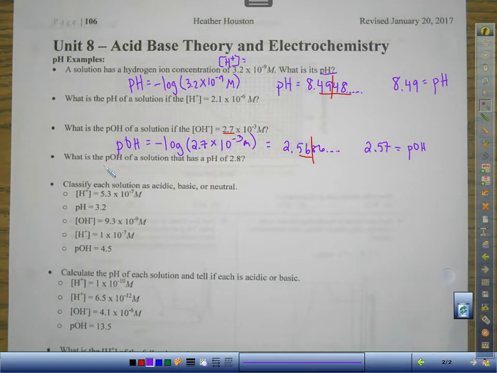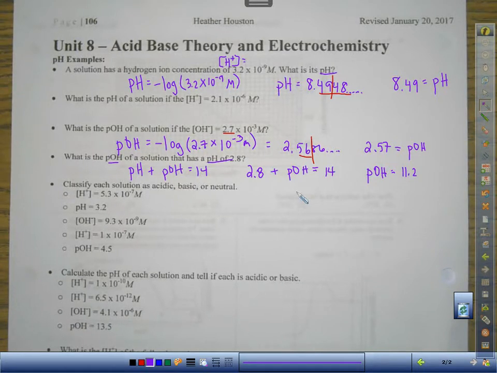Now, here, what's the pOH given this pH? Well, I can't use this equation this time because I don't have the OH minus concentration. But we do know that pH plus pOH, like I just said, adds up to 14. So we just simply plug them in. 2.8 plus pOH equals 14. And when you do the math, you'll get 11.2. It's going to be my pOH.